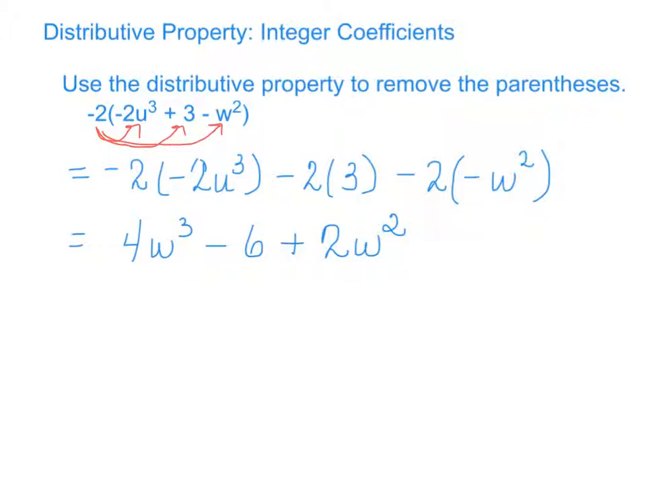And I illustrated that here. Negative 2 times the negative 2u cubed minus 2 times 3 minus 2 times the negative w squared. When we multiply these together, we get 4w cubed minus 6 plus 2w squared.